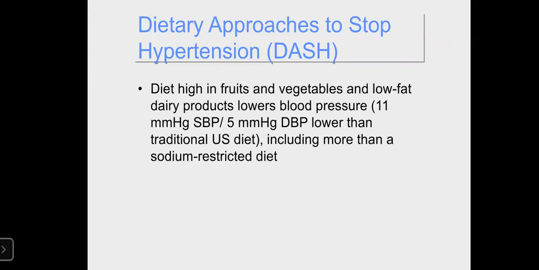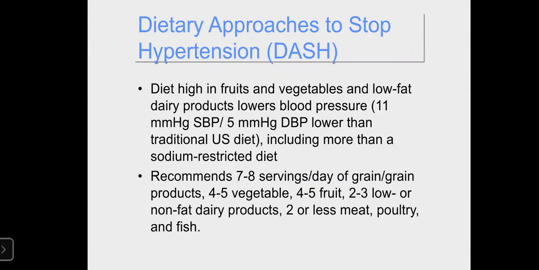Okay, so what is DASH? DASH, I said, is fruits, vegetables, low fat, and it reduces the systolic blood pressure by 11 millimeters of mercury and the diastolic by 5 millimeters of mercury. So it's a sodium-restricted diet and recommends 7 to 8 servings of grain products, 4 to 5 vegetables, 4 to 5 fruits, 2 to 3 low-fat dairy products, and 2 or fewer meat products like poultry and fish.